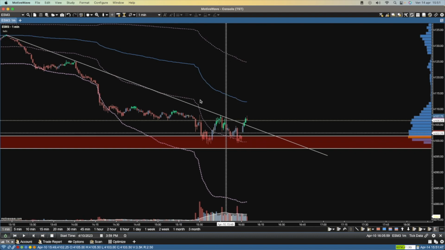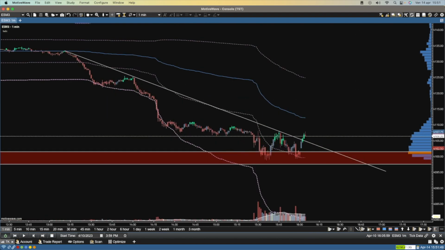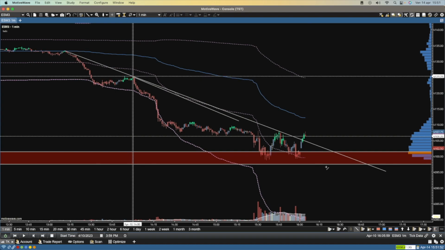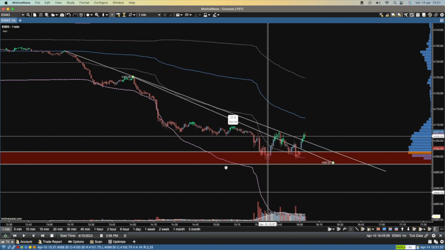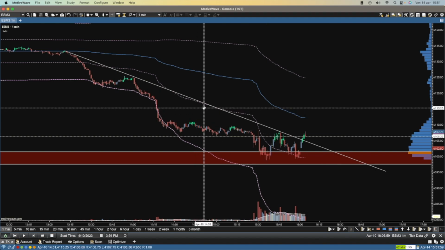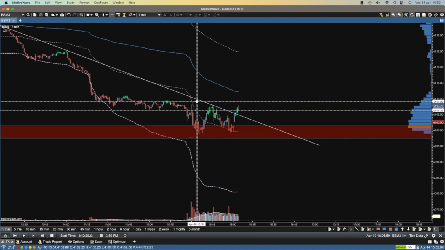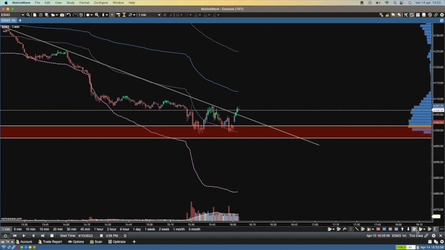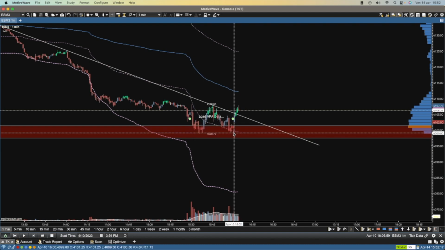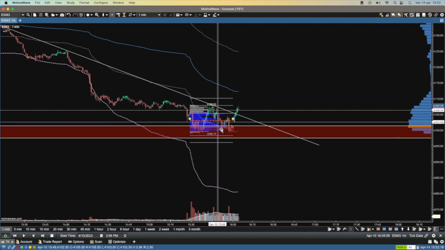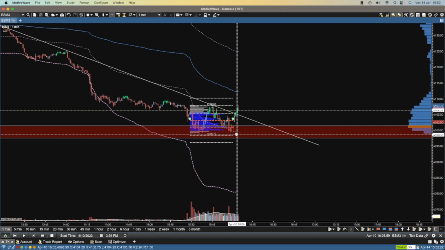Originally on TradingView, if I remember correctly, the trend line was this one. So what I have to do now is take the range volume profile tool and highlight the zone in which price created a range.